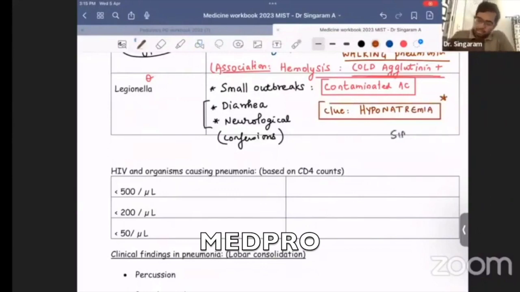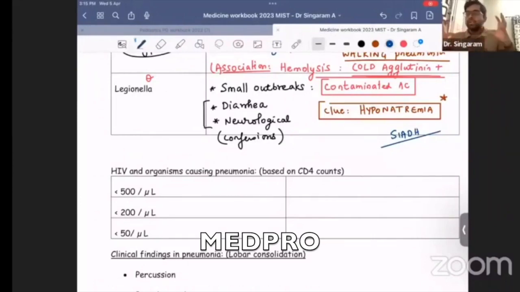SIADH. I think all of you might have heard about this. If your endocrine sections are over, you may be able to understand what I'm talking about. Syndrome of inappropriate antidiuretic hormone. What will antidiuretic hormone do? It will retain a lot of water from the kidneys, so it will not allow the water to be excreted by the kidney. A lot of water gets retained inside the body itself.